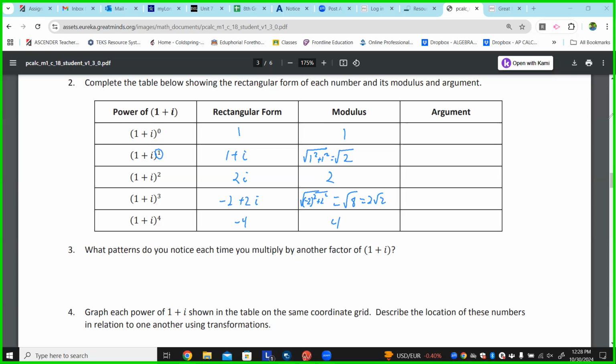Very good. If you notice, this is actually multiplying by the square root of 2 every time. 1 times square root of 2 is square root of 2. Square root of 2 times square root of 2 is square root of 4, which is 2. 2 times square root of 2 is just 2 square roots of 2. Then 2 square roots of 2 times square root of 2 would be 2 times square root of 4, which is 2 times 2, which is 4. So that's a good pattern. Where does the square root of 2 come from?